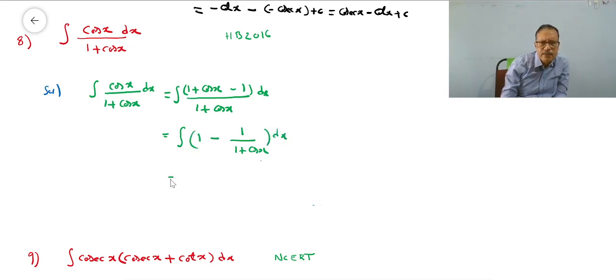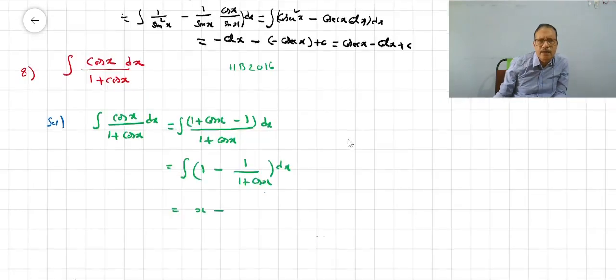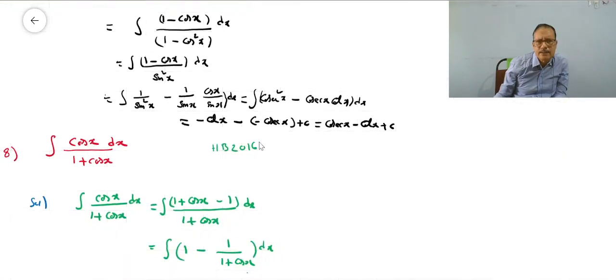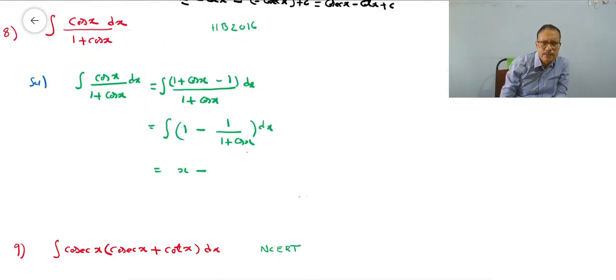So integral of 1 dx is x, minus, what is the integral of 1 by 1 plus cos x dx? This is cosecant x minus cot x. I am going to substitute this one. So cosecant x minus cot x plus constant. This is equal to x minus cosecant x, this minus into minus, that is plus cot x plus constant.